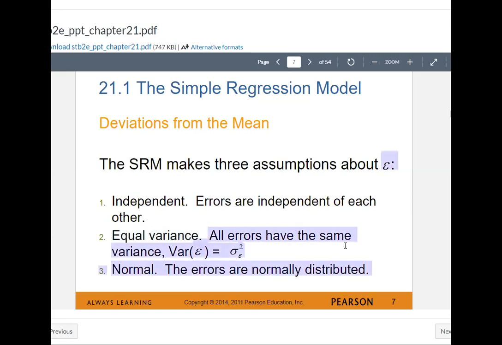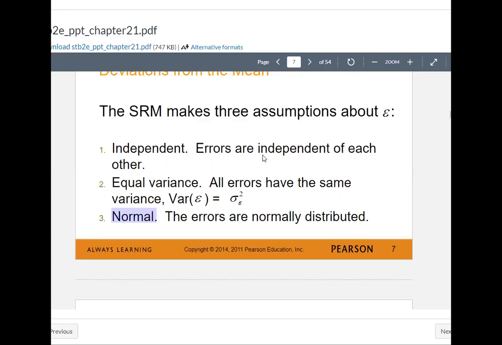All errors have the same variance, and the variance is equal to sigma square of epsilon. And the last condition is we want to see normally distributed data. So how do we know this data is normally distributed? The number of points close to the line is supposed to be more. That creates that bell shape that we are looking for here. If many of these points are not around the line, that means there is a problem with our regression model.